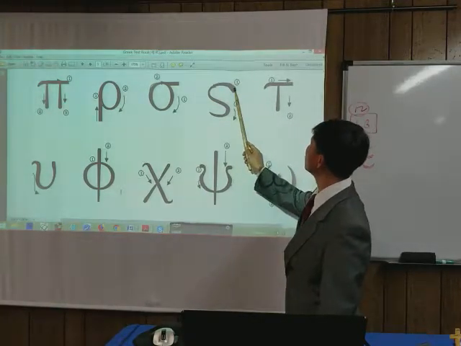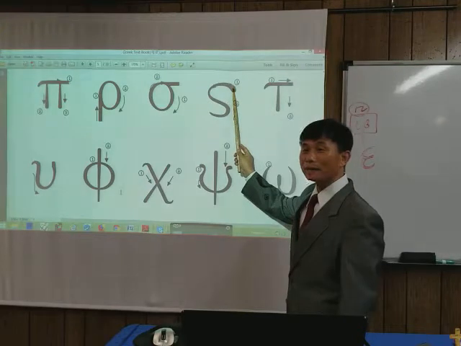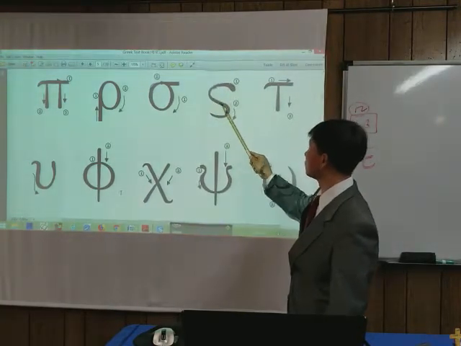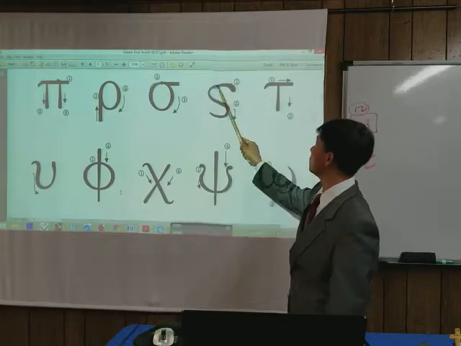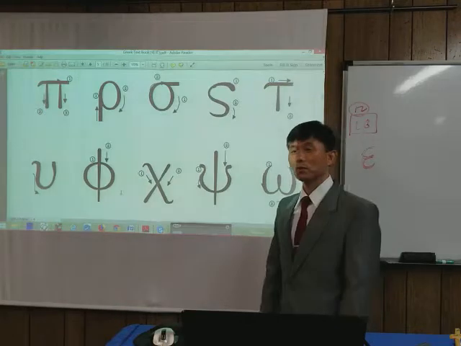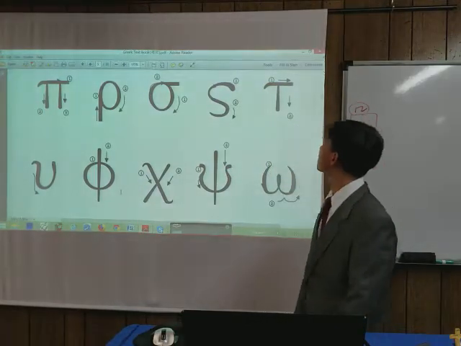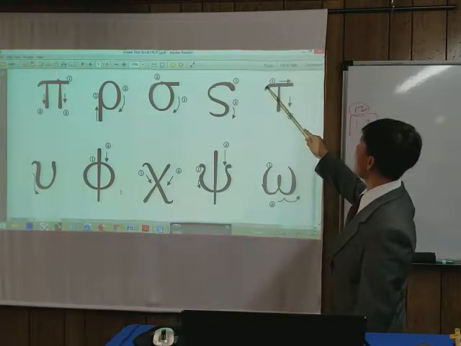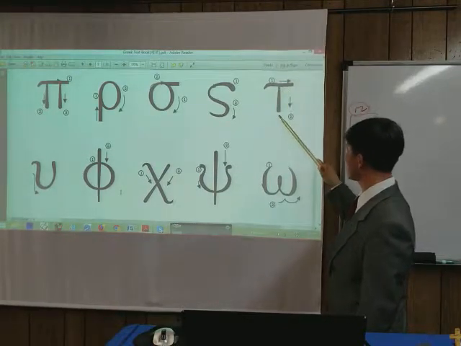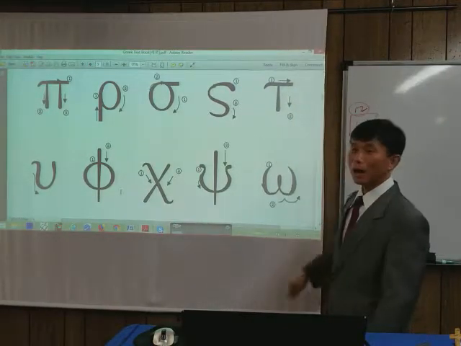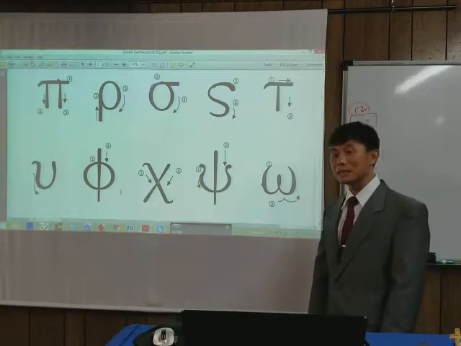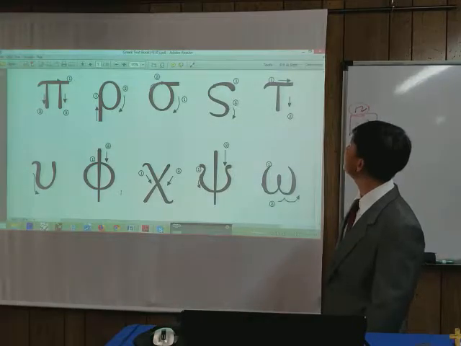And then the final form Sigma, it looks like an S, but the upper portion is more round shape, bigger round, and then bottom, right? 1, 2, okay? So both of them are Sigma. Next one is Tau, 1, 2. So Tau, the name, and then pronunciation is T sound in English, T.